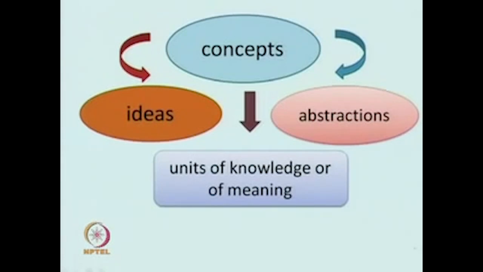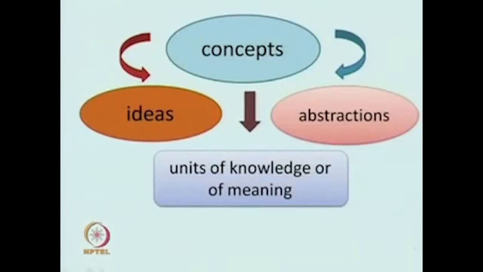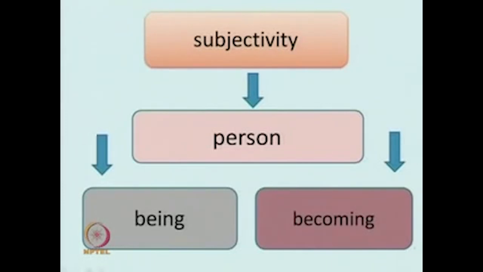And before that, before delving into subjectivity, we talked about the importance of concepts. We tried to define concepts, and if you recall, we defined concepts as units of knowledge or of meaning, in which ideas are given a certain degree of abstractness, and this abstractness we had argued is required if concepts have to be applied. A certain degree of abstractness, we argued, was important for applicability. We looked at subjectivity as the state of being and the process of becoming of a person.